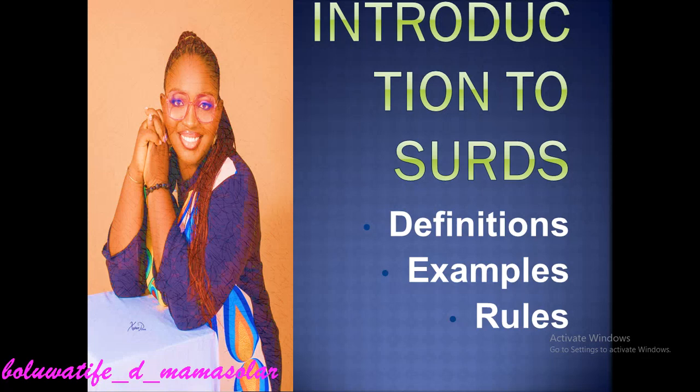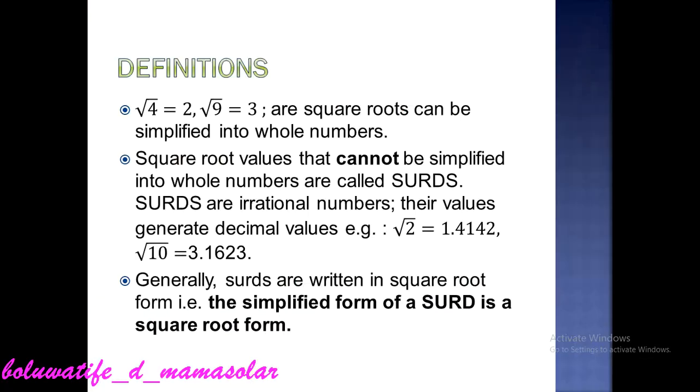So today we'll be talking about surds. We'll be giving examples, definitions, and basic rules in surds. Surds are square root values that cannot be further simplified. You can't get whole numbers from them, unlike square roots where you have whole numbered values. For surds, you have decimal numbers, and their simplified form is actually a square root form.